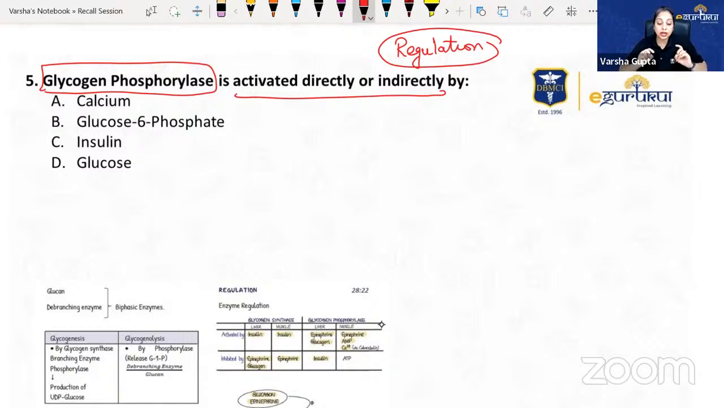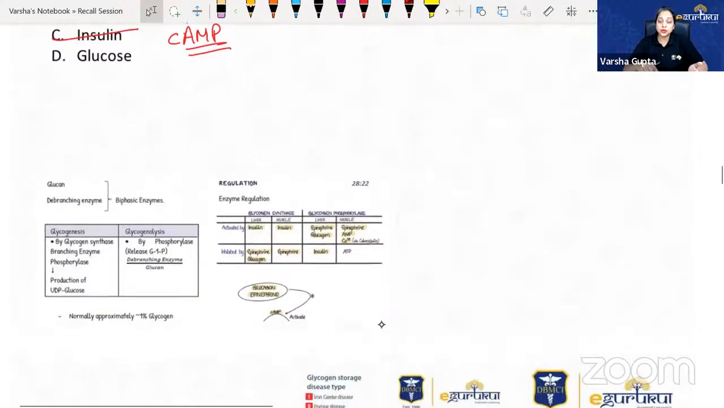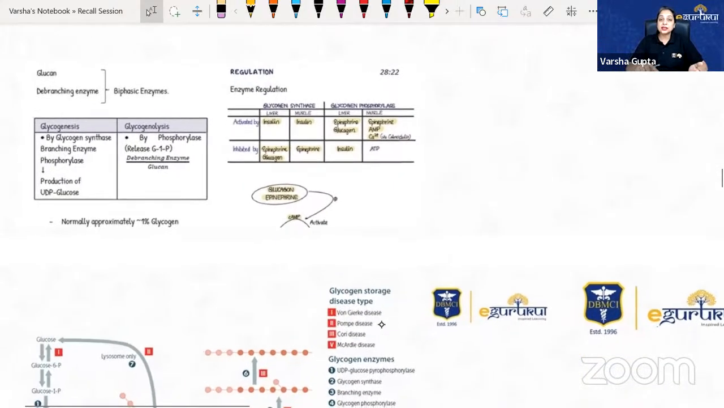So here comes this question: glycogen phosphorylase is directly activated or inactivated by calcium, glucose 6-phosphate, insulin. And one of the students just texted me, ma'am, that was cyclic AMP, glucose. What is glycogen phosphorylase? Glycogen phosphorylase is the enzyme which breaks down glycogen. So that is activated during the fasting condition. Overnight fasting brings glucose from the glycogen stores by breaking down the glycogen so that glucose is available for you under the fasting condition.